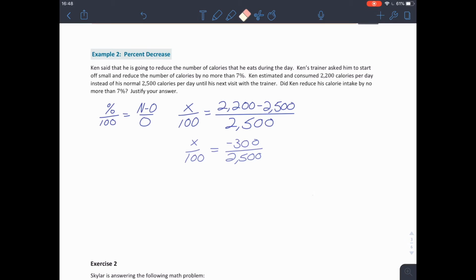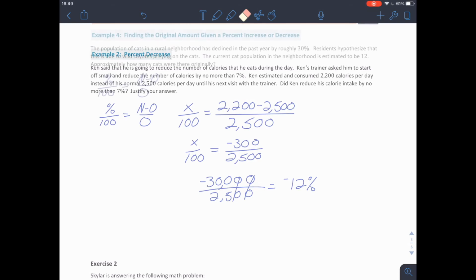So when I do that subtraction, I find that I have negative 300 as our change, which shows that he decreased 300 calories. And then I just take that part and divide it by that whole, or I can do cross multiplication to find that he decreased by 12%. And 12% is a lot more than 7%. So in this case, he did not follow his trainer's advice.